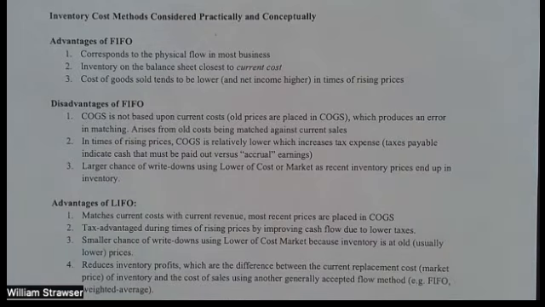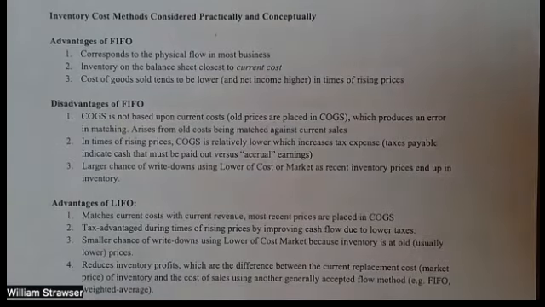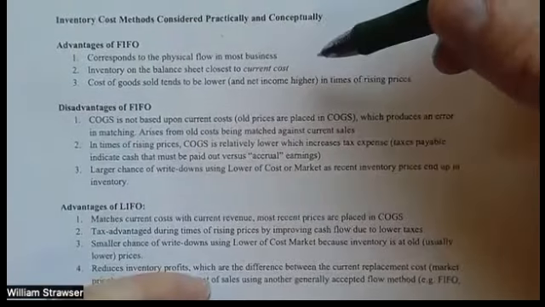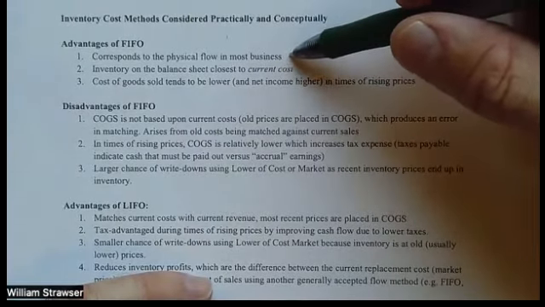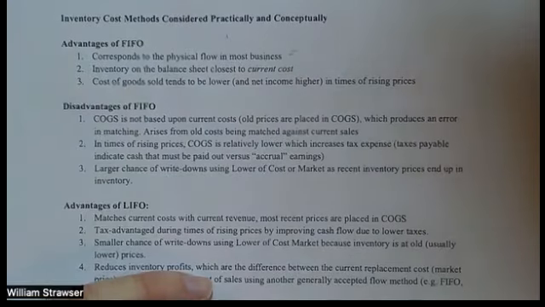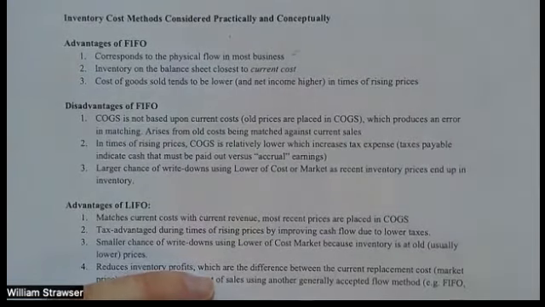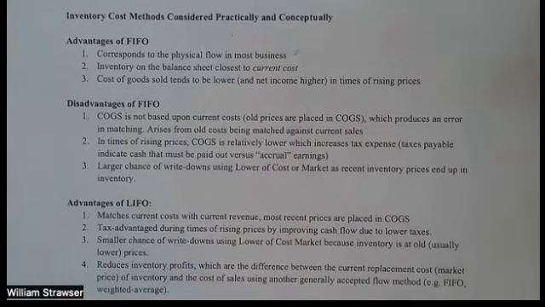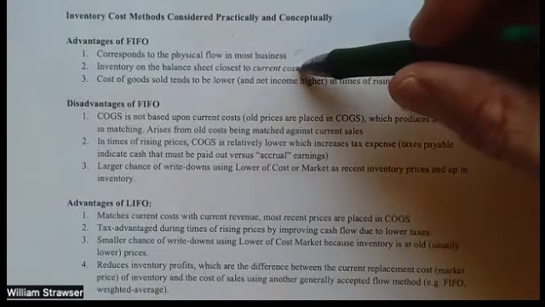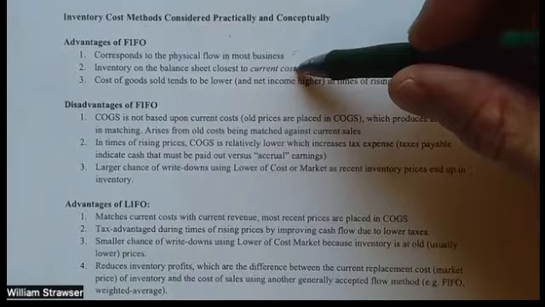And then LIFO is saying, I don't even want to think about beginning inventory. I only want to get the stuff that I most recently purchased. So for the advantage of FIFO, maybe it's a small advantage, but it is a truth that it's less of an assumption. It does correspond to the physical flow of goods in most businesses. We know that the cost flow method doesn't have to, but it does more closely match reality. Inventory on the balance sheet is closest to current cost.